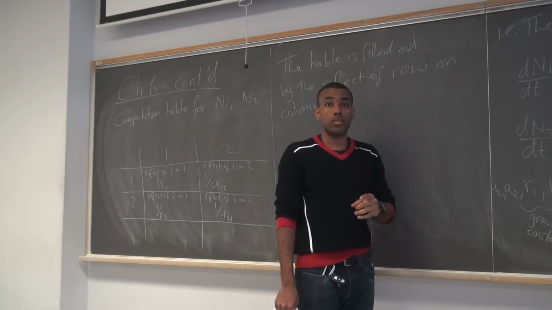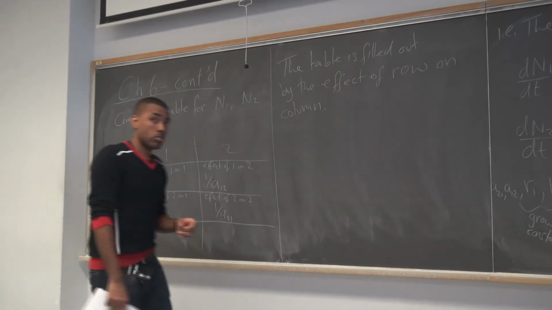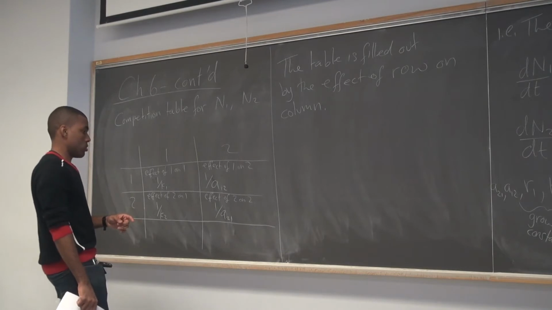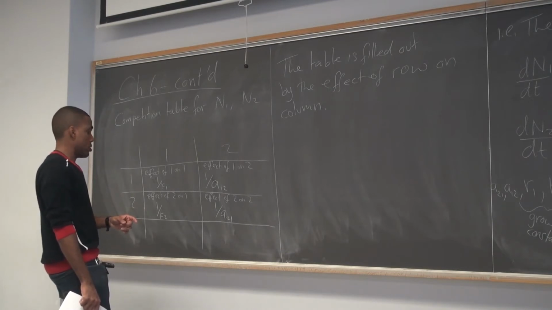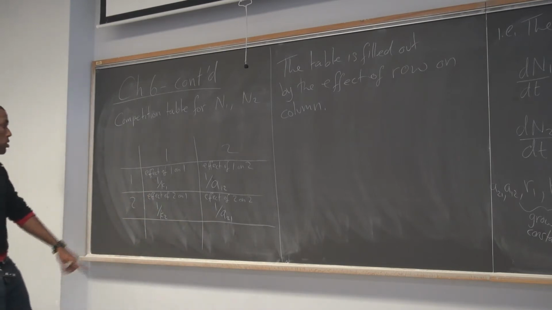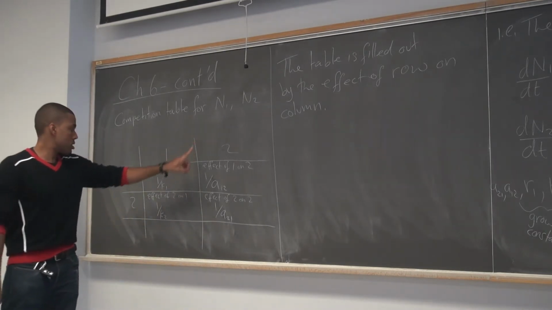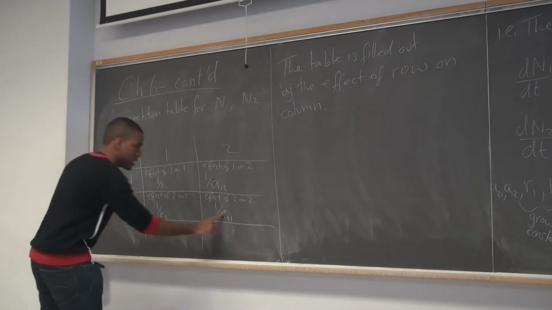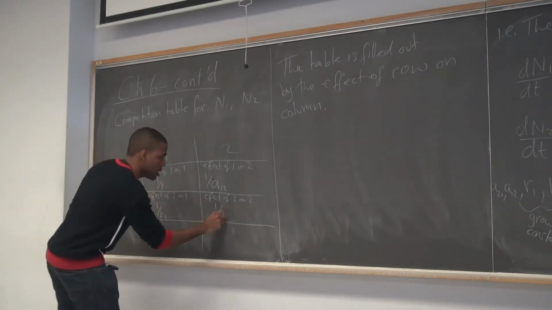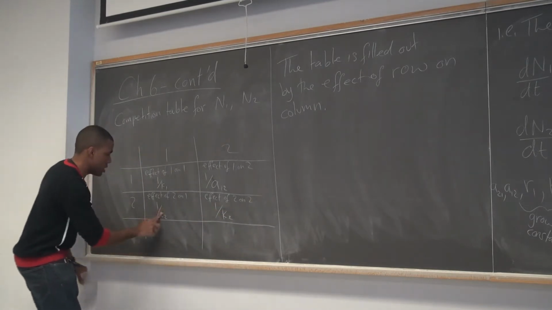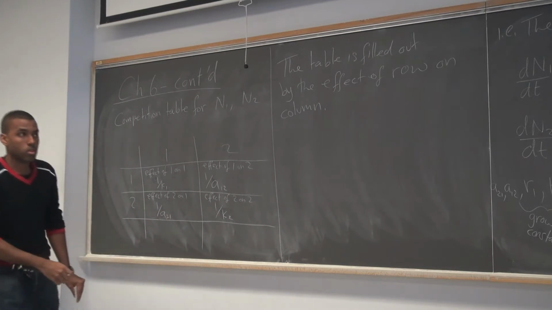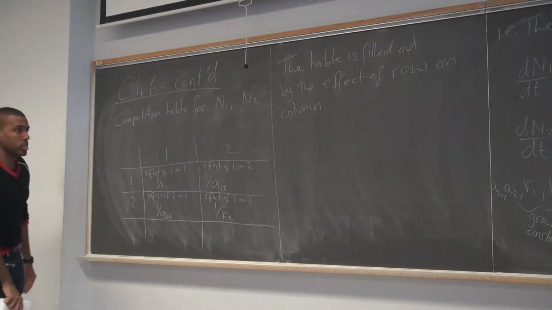Yes? So why is 2 over A21 here? Right, so I am looking for 2's effect on itself. Oh, that's because I changed the numbers. I changed the notation. So this is actually K2, and this would be A21. Yeah, I changed the notation, so that's this one.